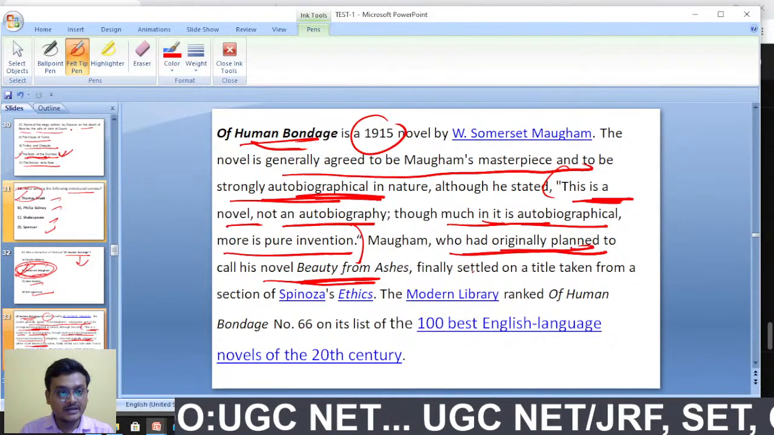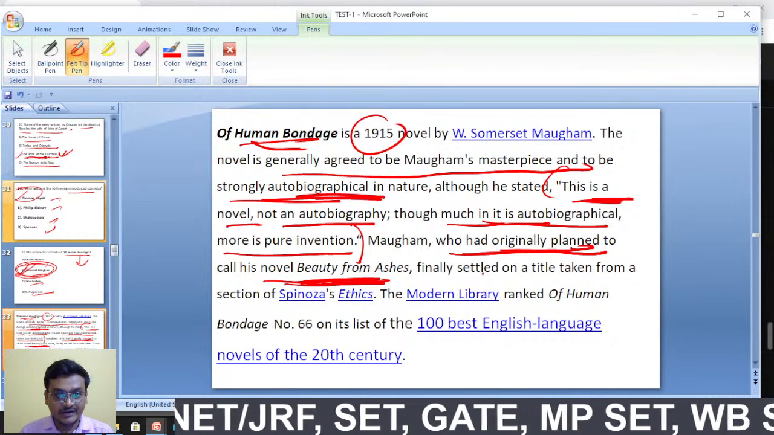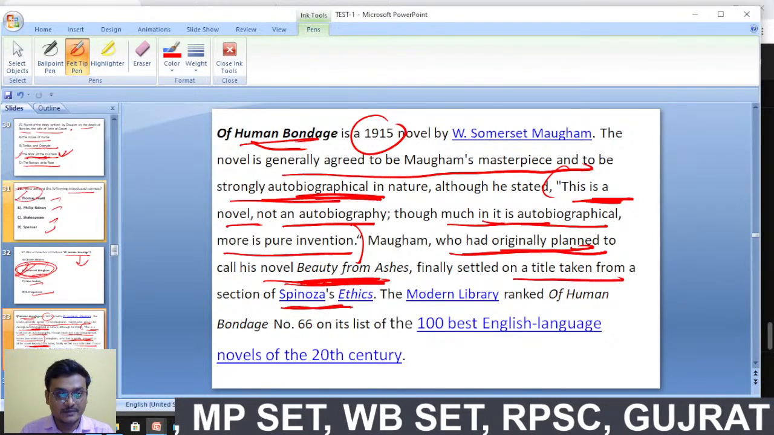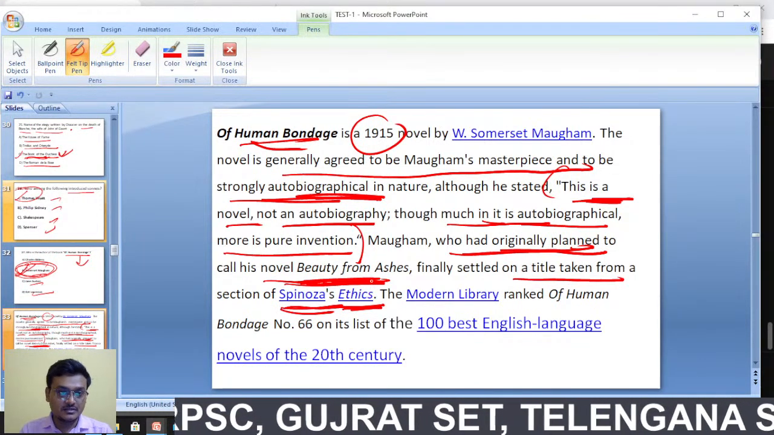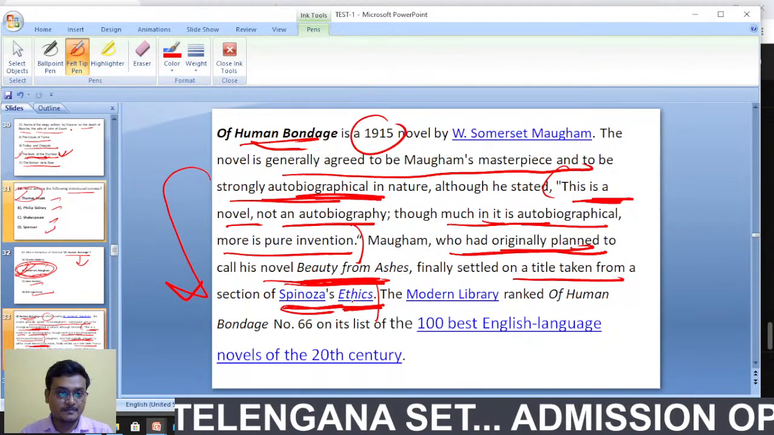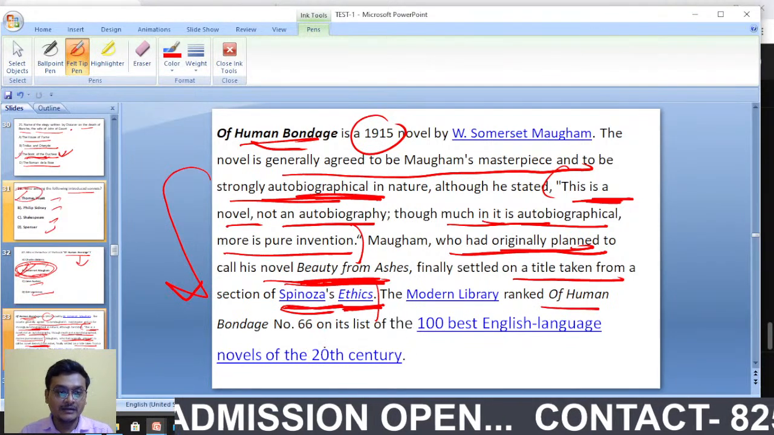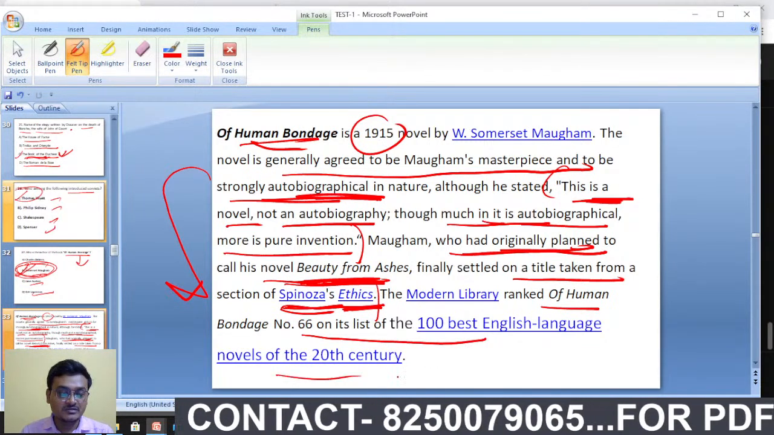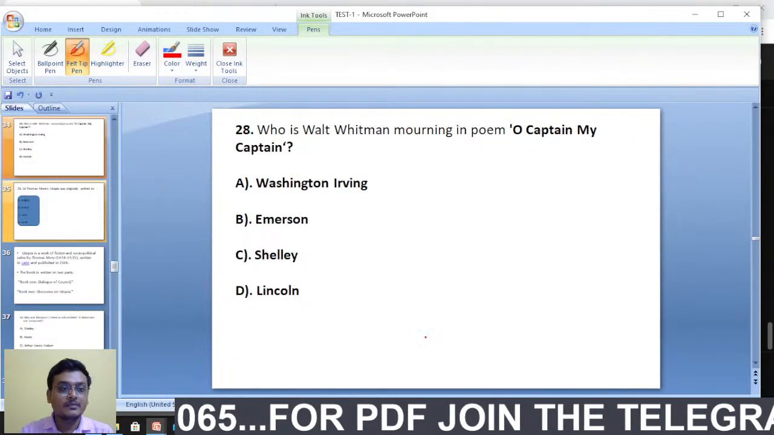He had originally planned to call his novel Beauty from Ashes, finally settled on a title taken from a section of Spinoza's Ethics. Okay? The title Of Human Bondage has been taken from Spinoza's Ethics. The Modern Library ranked Of Human Bondage number 66 on the list of 100 best English language novels of the 20th century. Spinoza's Ethics, the title was taken from there, okay?